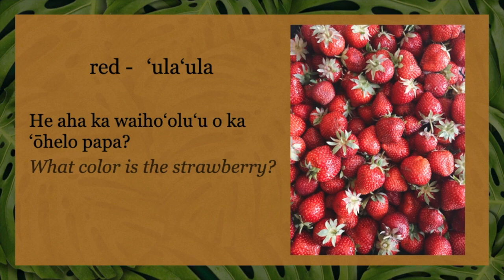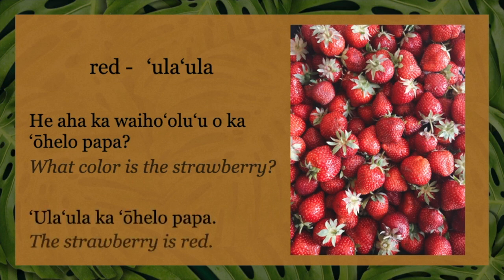So let's start with red. Ula ula. He aha ka Waiho'olu'u o helo papa. What color is the strawberry? Ula ula ka o helo papa. The strawberry is red. And if you haven't checked out my video on adjectives, make sure to do that after this video. You'll understand a little bit more why that sentence, the strawberry is red, is using this word order, which is literally red, the strawberry.